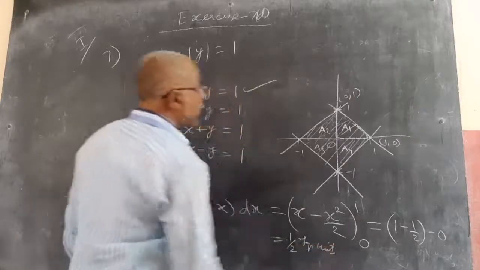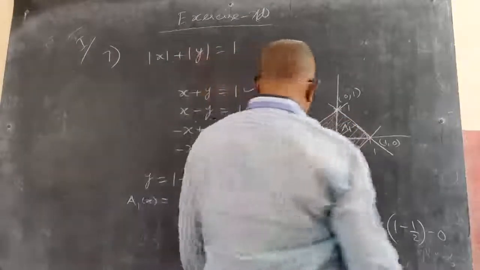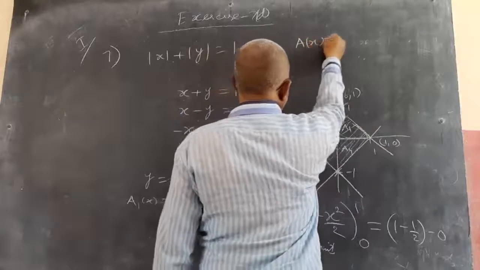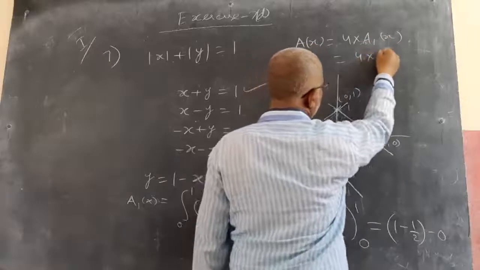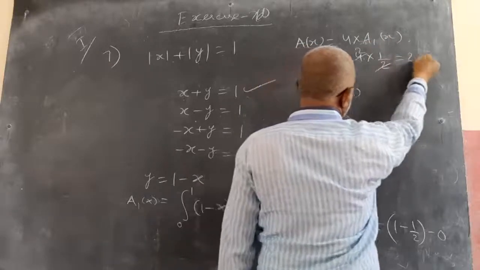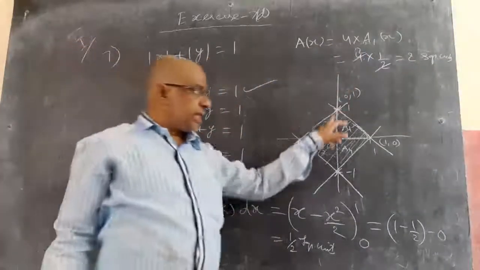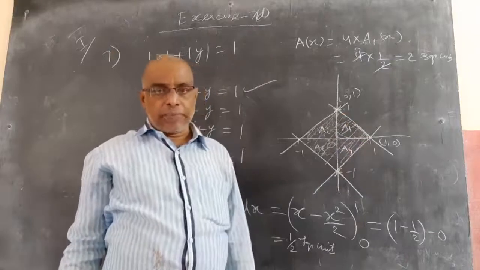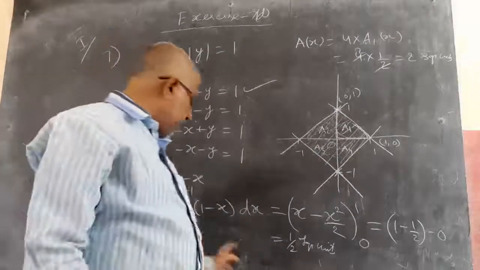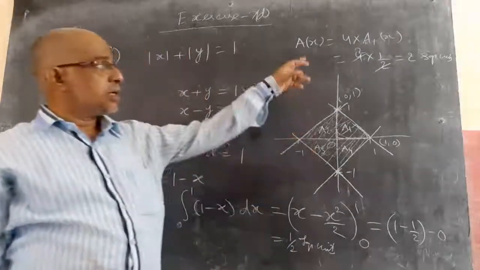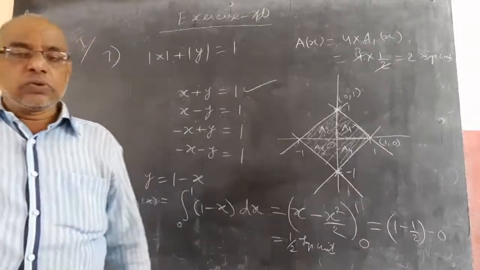Now I want the total area. The whole area is nothing but 4 times this triangle. So total area A of x equals 4 times A1 of x, that is 4 into 1 by 2, so 2 square units. First I find this area, then I multiply by 4 to get the whole area. A1 of x I got as 1 by 2 square units, so 4 into 1 by 2 gives me 2 square units.